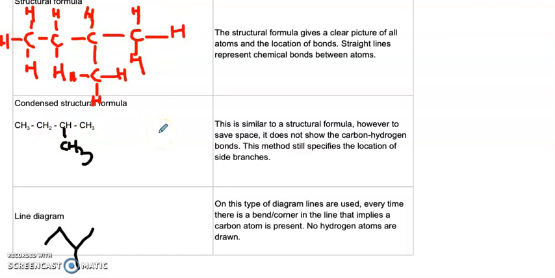So that's kind of your intro to organic molecules, what an organic molecule looks like, what some of the different ways of drawing them are. Next video is going to show you our first different type of organic molecule.